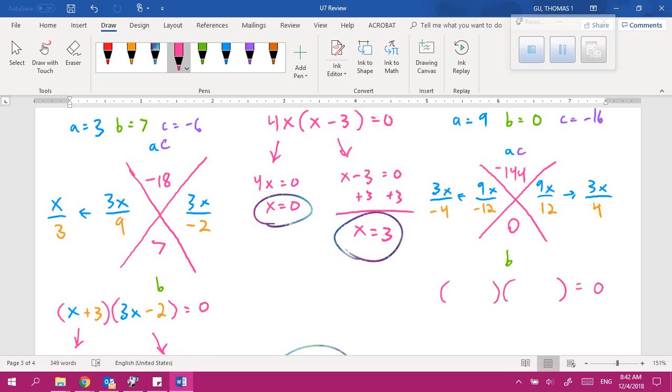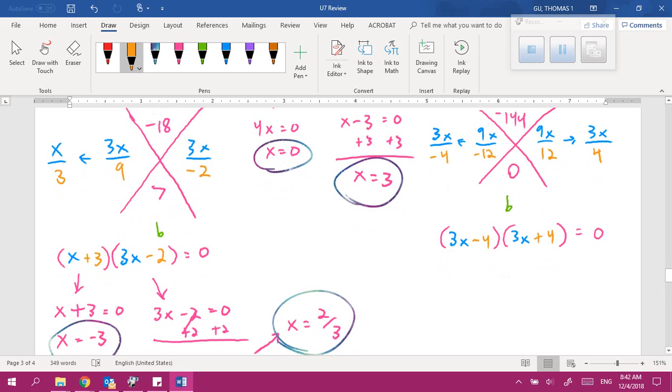All right, what are the two factors then? 3x minus 4, 3x plus 4. That's right, 3x minus 4 and 3x plus 4. And remember, the whole point is to solve by factoring. So we got to find x. How do you find x? Set each of these factors equal to 0.